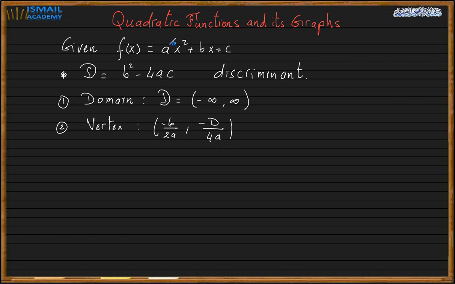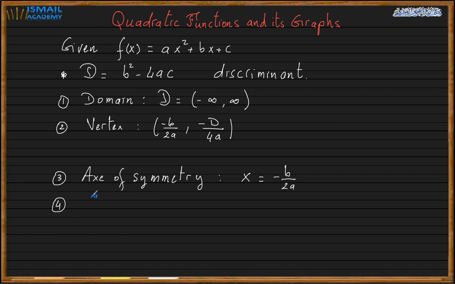Again, a, b and c are those constants we use here. The third thing we need to find is the axis of symmetry, and we already learned that the axis of symmetry is the x coordinate of the vertex. So x will be minus b over 2a.